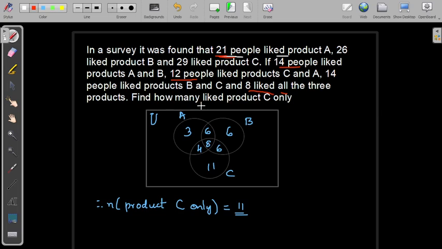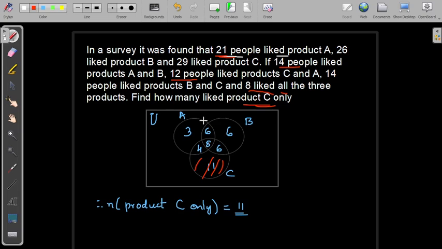Now what they are asking: find how many liked product C only. Product C only means this region. So that gives you the answer 11. Product A, in case they ask, that is 3. Product B, in case they ask, that is 6. Exactly one of the products: 3 plus 6 plus 11.